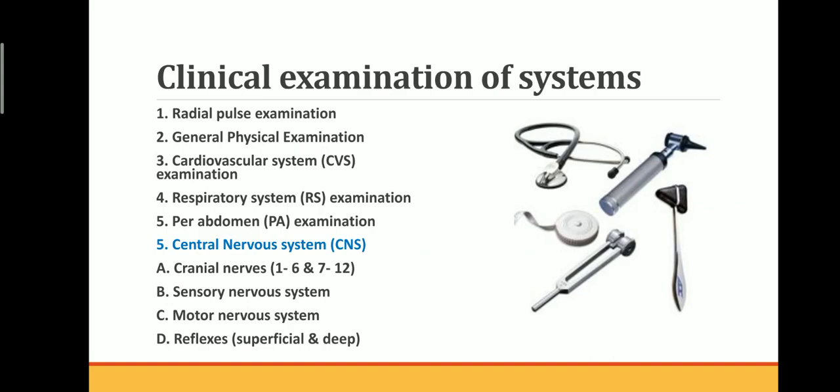In the central nervous system examination, you study and examine the cranial nerves in two sets: cranial nerves 1 to 6 in one set, and cranial nerves 7 to 12 in the second set. Then examination of the sensory nervous system, examination of the motor nervous system. Actually, the reflexes also come under the motor nervous system, but since the reflexes are studied in detail, this will usually be done as a separate experiment, demonstration of different reflexes, which include both superficial and deep reflexes.